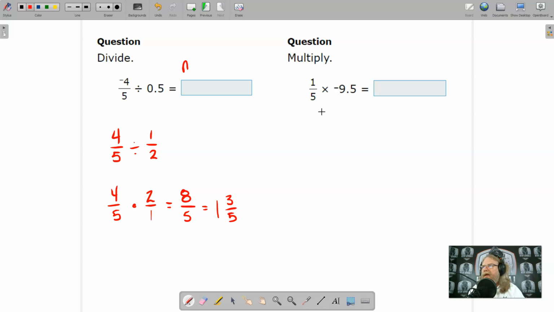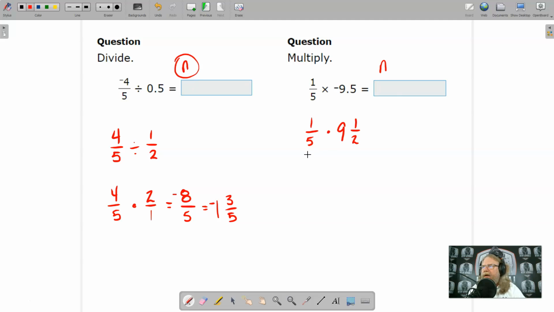And then over here, let me see. How do I want to do this one? It is multiplication. So I'm going to write this out as 1/5. We're going to go with fraction times mixed number. So 9 and 0.5. 0.5 is actually 1/2, right? So 9 1/2. And this is positive times negative, so I know my answer is going to be negative. Oh gee, I should have put a negative sign. I forgot it's going to be negative.